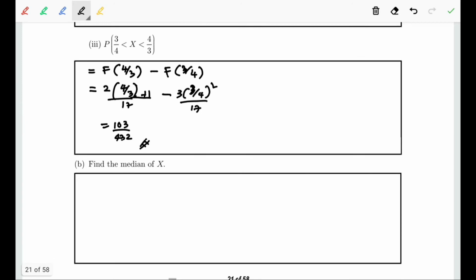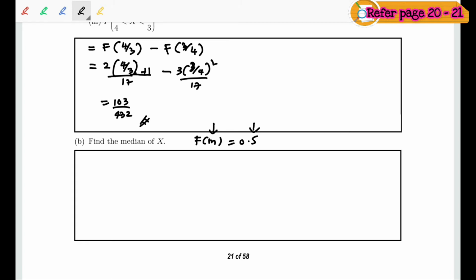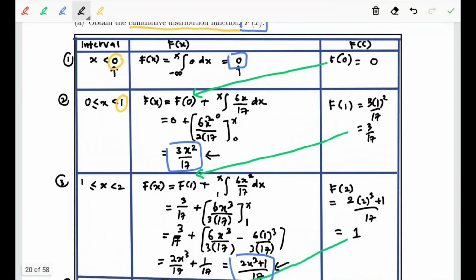Right, lastly, find the median. So the median is f of m equals 0.5. Okay, so we have to find this value where it cuts the total area into half, which is equal to 0.5. But before that we have to check which interval m is located in. So I'm going to go back to the previous part. Let's go through the last column here.